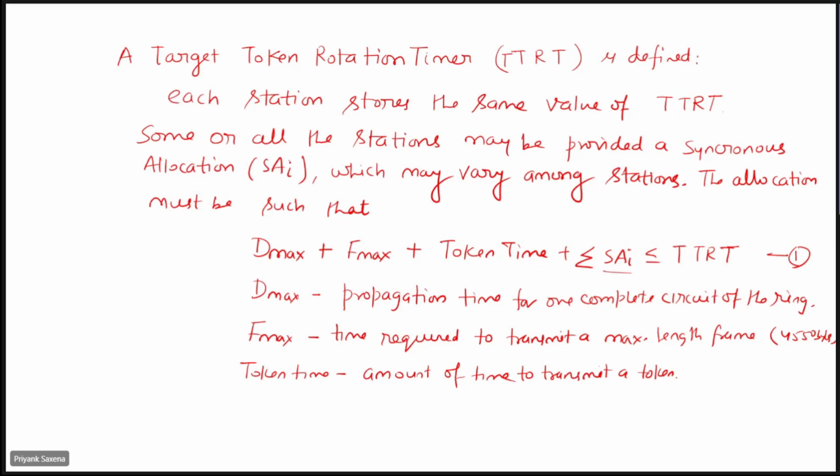So the target token rotation time is defined considering all these factors, so it will always be higher than that. By that time our token should reach back to the station. Either it is reaching early or it is reaching late. If it is reaching early, the station will send both synchronous frames as well as asynchronous frames. But if it is reaching late, it will only send the synchronous frames. It will not send the asynchronous frames, right?